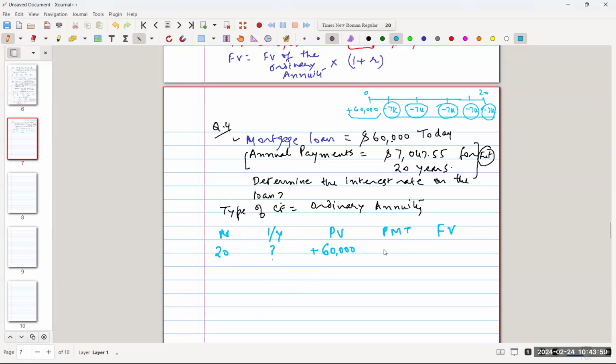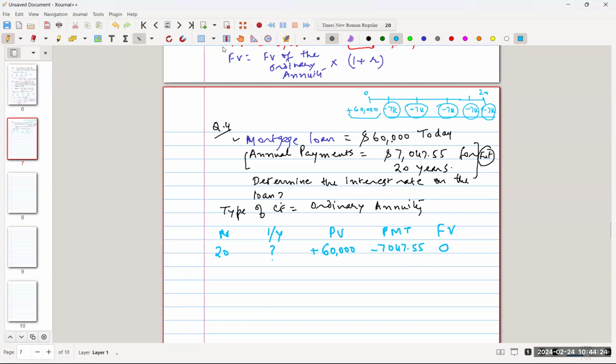Payment, we are making every year, 7,047, because this is being paid out, so negative sign. And it has no future value. At the end of 20 years, we don't get or pay anything, because by the end of 20 years, the loan is settled and every party is done with it. So this is 0.